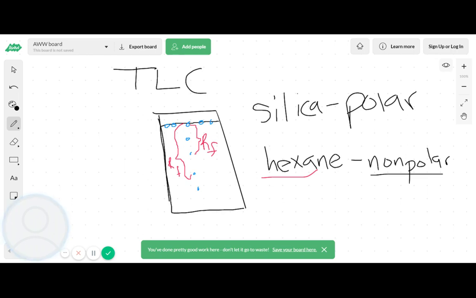Now this will be switched if your adsorbent or your stationary phase is nonpolar and your solvent was polar. So you've got to make sure that you take care of that and remember that.